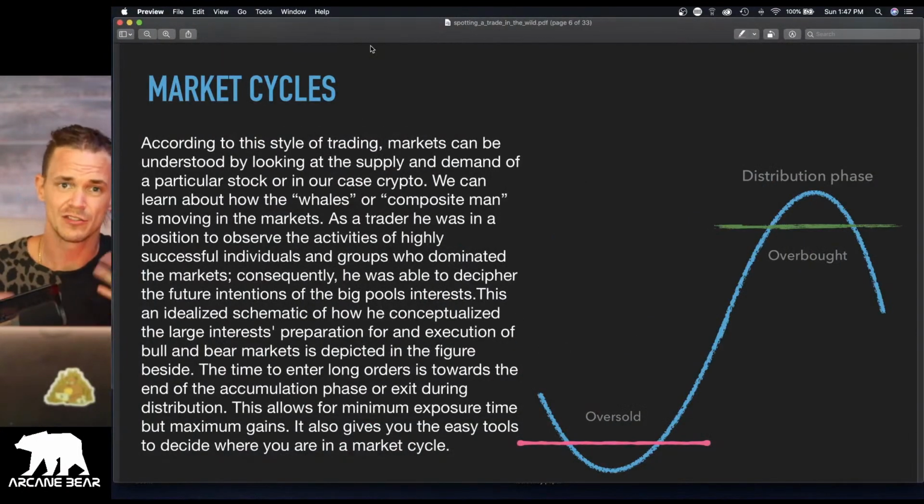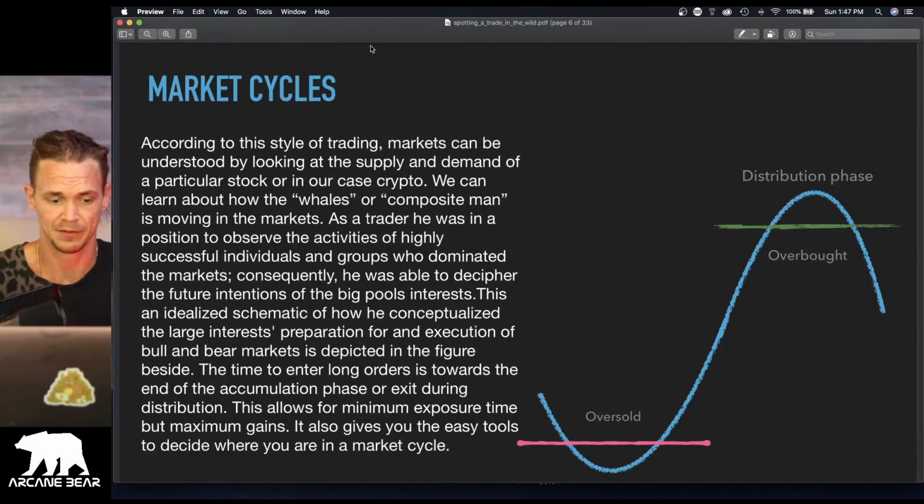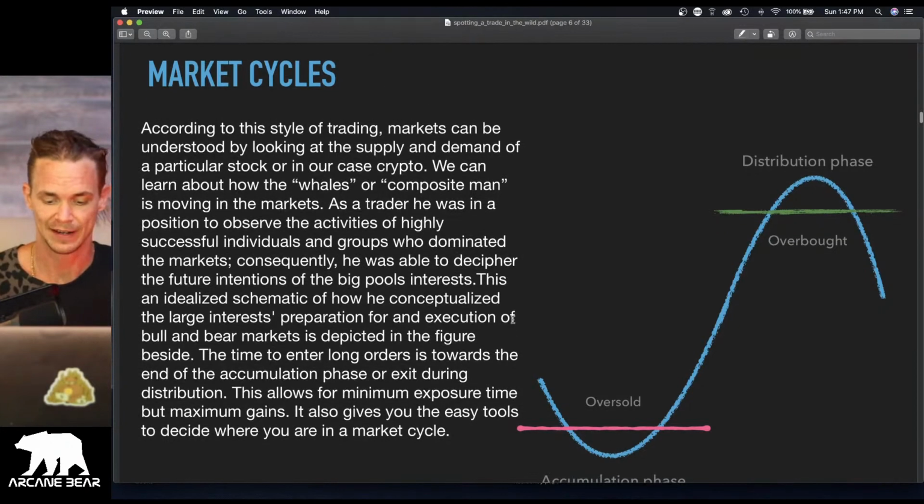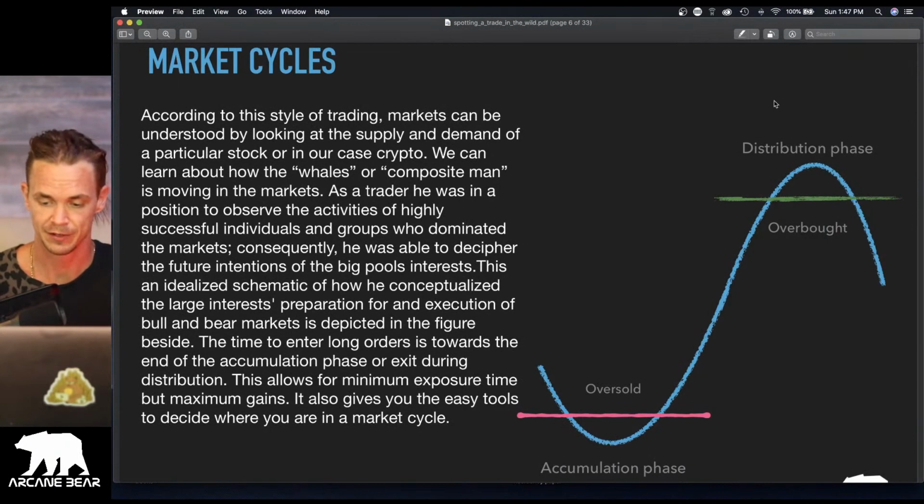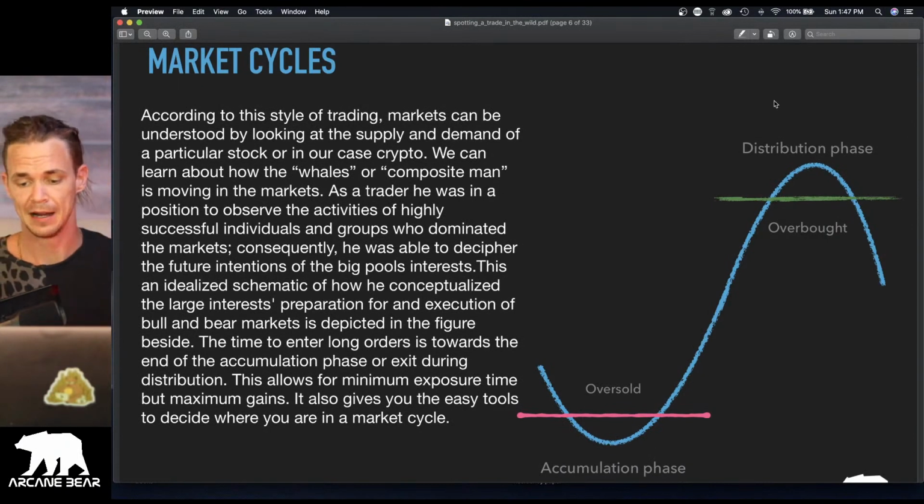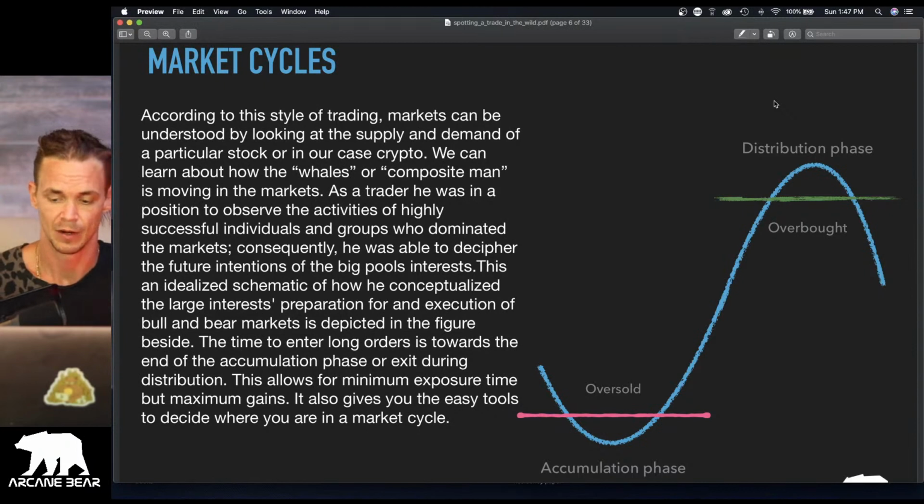So what we're going to start off with is understanding the dynamics of a market cycle. This is kind of an idealized version of what a market cycle looks like. At the bottom, you have an oversold condition, which is what we call accumulation. And at the top, you have a distribution phase, which is recognized as an overbought symbol. So this area of demand and supply, what we're looking at is how whales or composite man are effectively moving the markets. And as traders and investors, what we want to do is effectively figure out where in the market cycle we are.